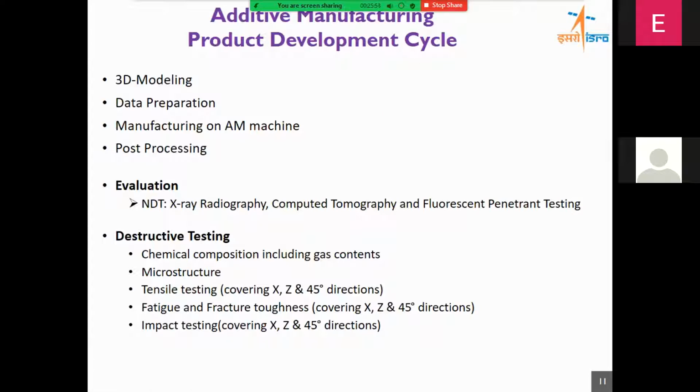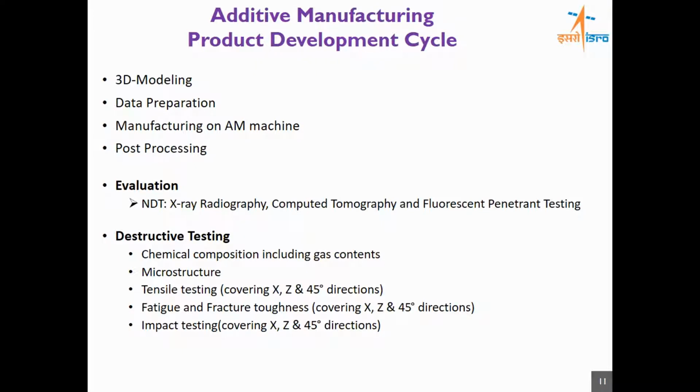As a part of that, we have to do some destructive testing, that is chemical composition, microstructure, tensile testing, fatigue and fracture toughness, and impact testing. Of course, when we talk about additive manufacturing, the orientation of the part also is important. I'll come to that in the further slides. So we carry out testing normally in 3 mutually perpendicular directions such as X, Y, and Z. In addition to that, it is also important to characterize along the diagonal in a particular plane or along the body diagonal of the component to evaluate the mechanical properties.